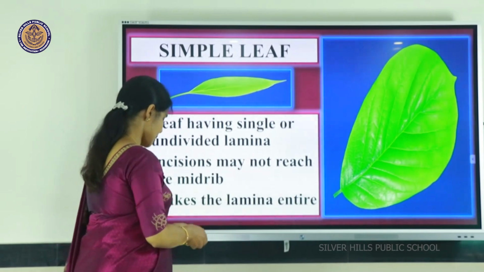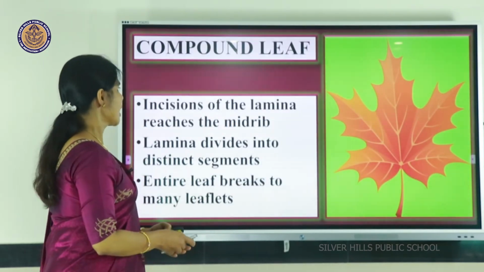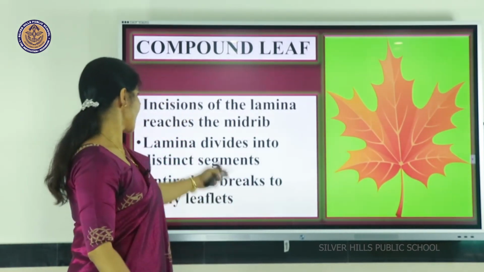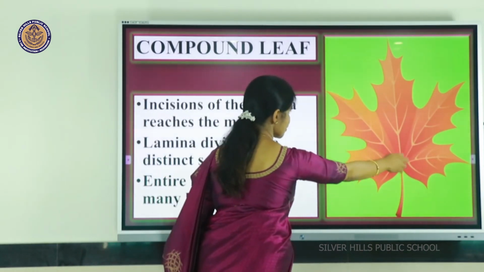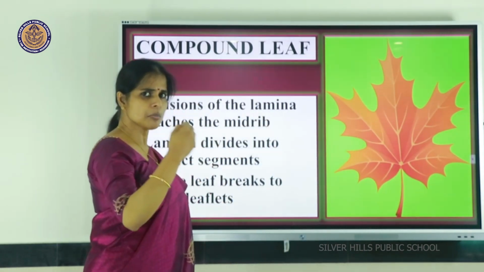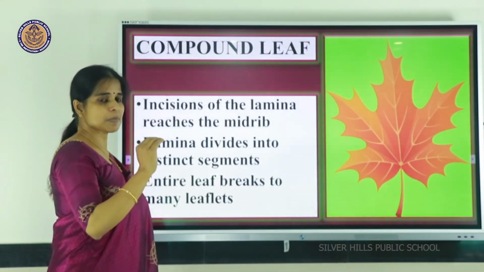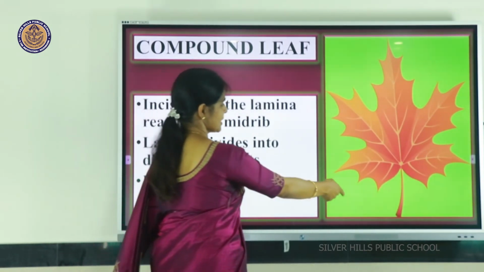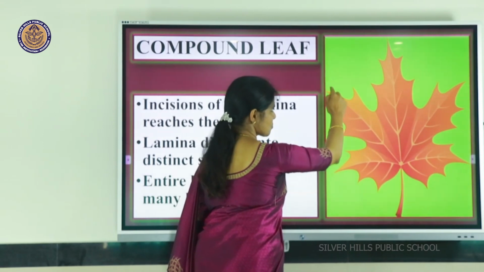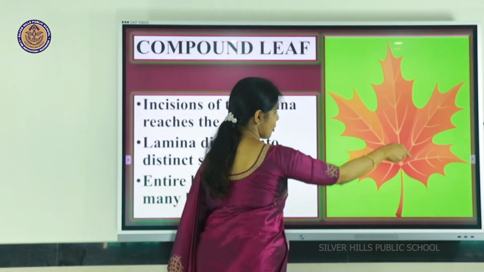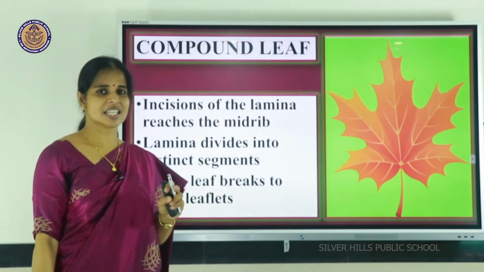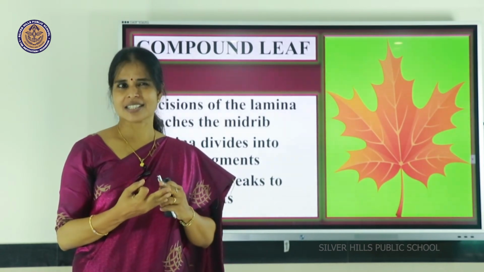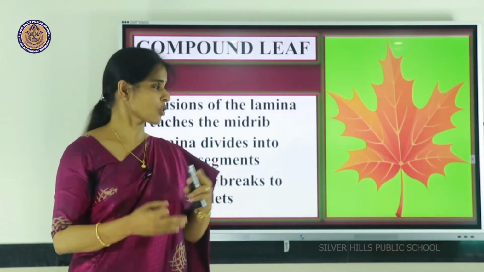Now, next is the compound leaf. Just opposite to that, they may have incisions on the lamina, and these incisions either reach the midrib or almost reach the midrib, which makes the lamina divide into distinct segments. Take the maple leaf, which has almost uniform segments, all of almost equal size. Maple leaf, papaya leaf, or ricinus; ricinus is another plant whose leaf also has these segments.